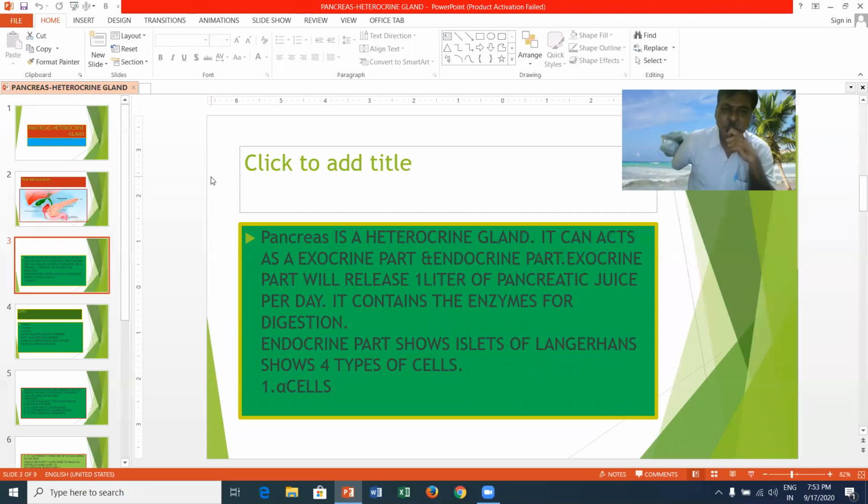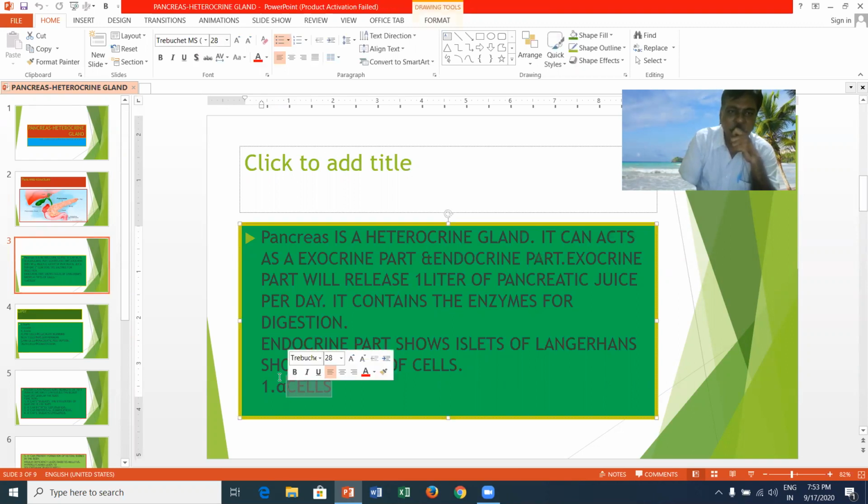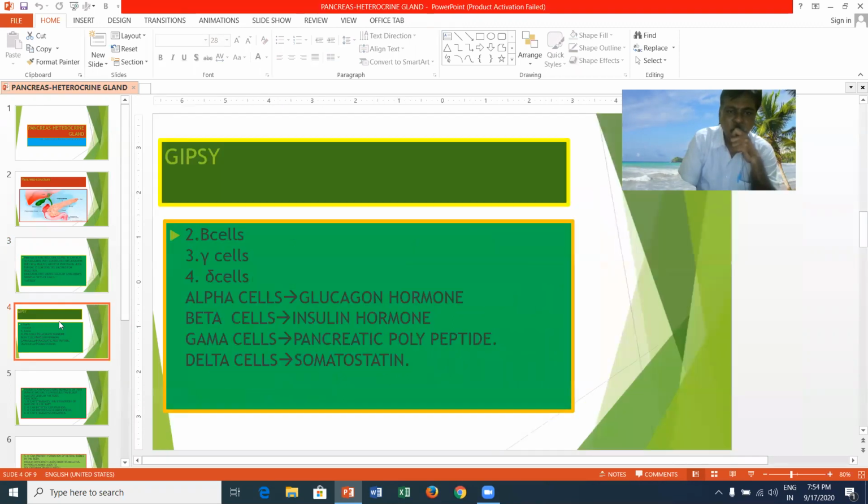As an endocrine part, you can see the pancreas is a heterocrine gland. It can act as an exocrine part as well as an endocrine part. As an exocrine part, it will release 1 liter of pancreatic juice per day. It contains the enzymes for digestion, whereas the endocrine part shows islets of Langerhans. These Langerhans cells show 4 types of cells. They are alpha cells, beta cells, gamma cells, and delta cells.